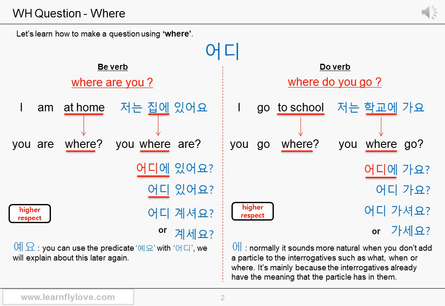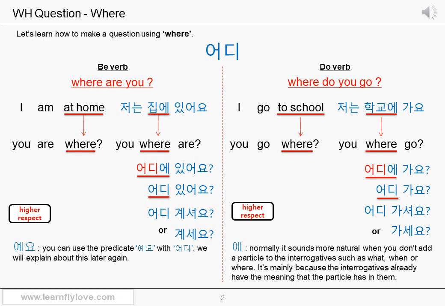It might sound more natural without the particle 에. Let's try it. 어디 가요? Yes, it does sound more natural. Then let's make a higher respect form. Let's turn the verb 가요 into a higher respect form. 가셔요? 가세요? You don't need further explanation about how it became 가셔요, do you? 어디 가셔요? 어디 가세요? Where do you go? 어디 가세요 is more common.